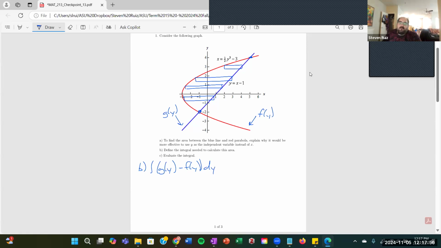I have two equations here. I know that y is equal to x minus 1 and x is equal to 1/2 y squared minus 3. Here's something I'm going to do. I want to solve for y, so I'm going to re-express this and solve for x. So this is x equals y plus 1. And now I can set these equal to each other. So let's go ahead and solve that equation. y plus 1 equals 1/2 y squared minus 3. So 1/2 y squared minus y.